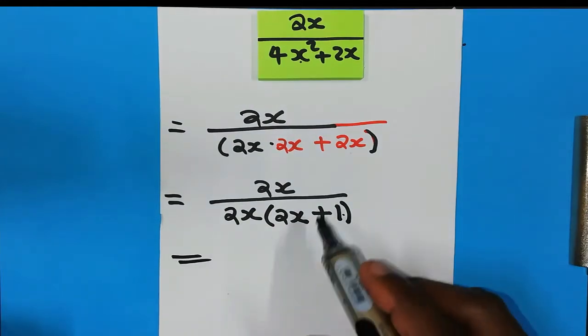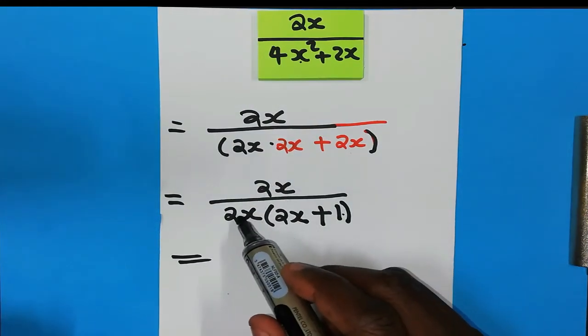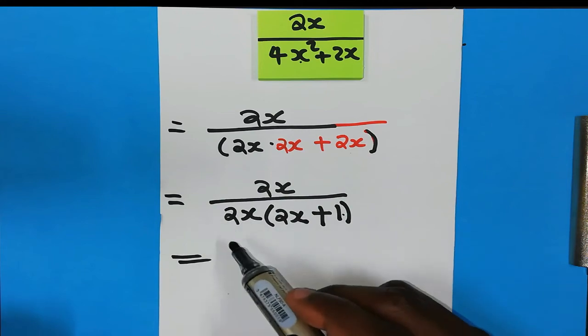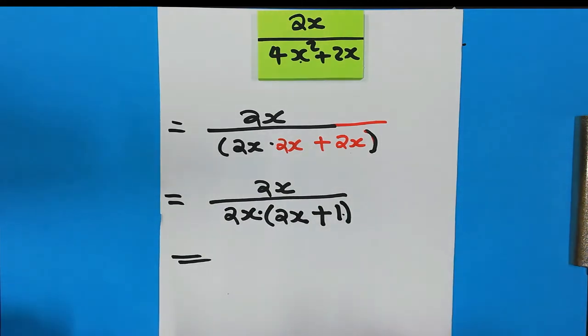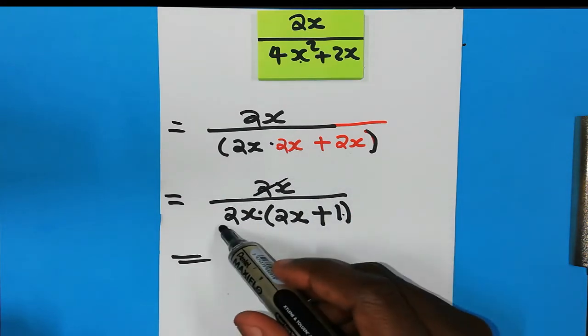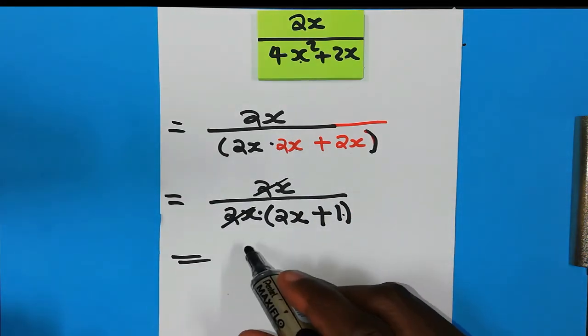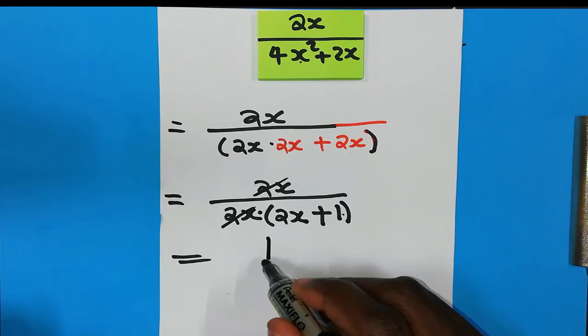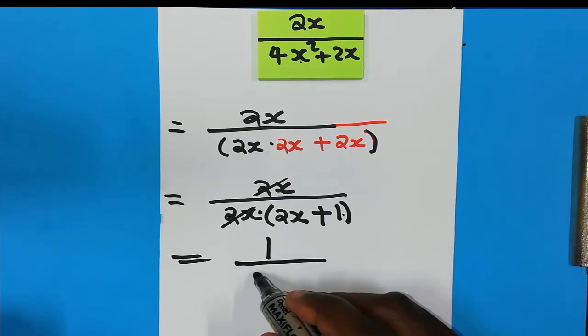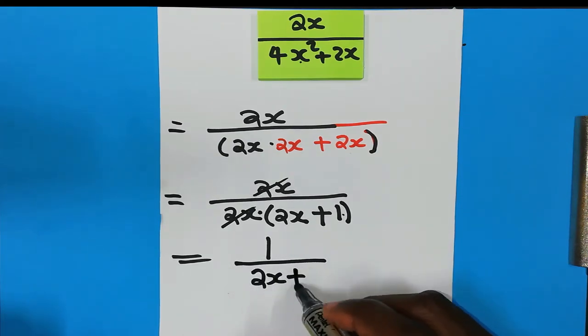Okay, now I have 2x and 2x in the denominator. You see this sign, it's a multiplication, so it means that I can cancel 2x and that 2x. All right, so when I cancel that 2x there, I'll be left with 1. So in the denominator, I'll be left with 2x plus 1.